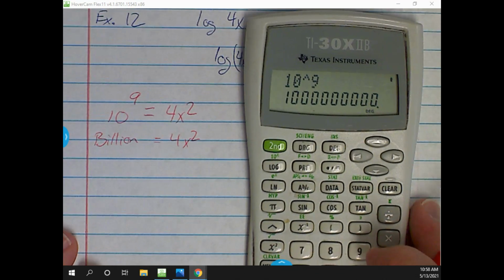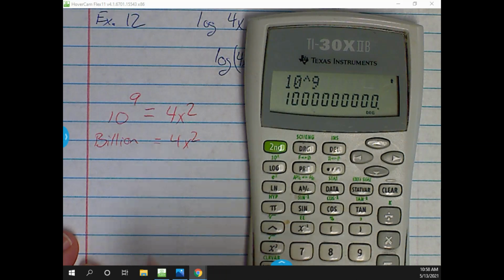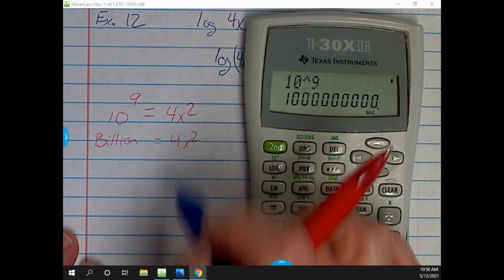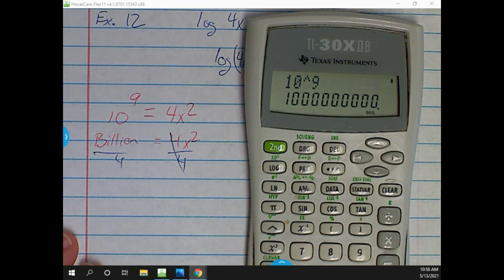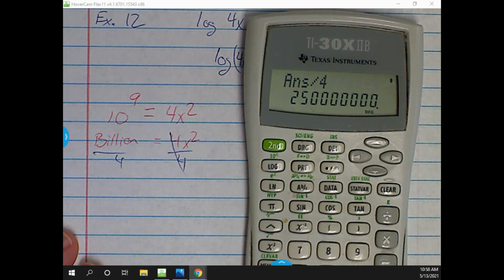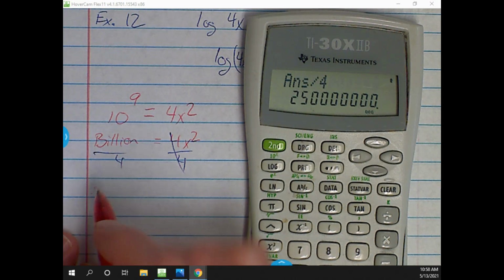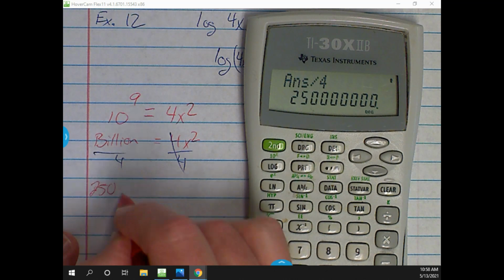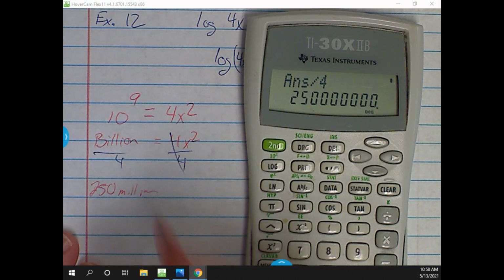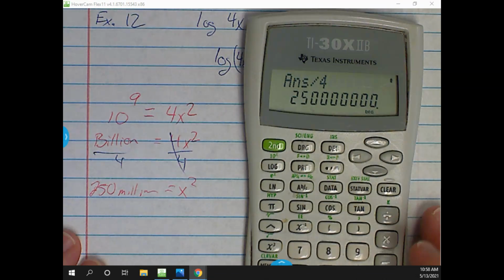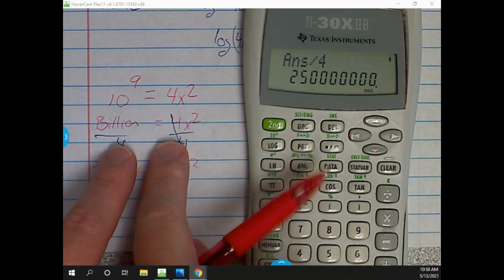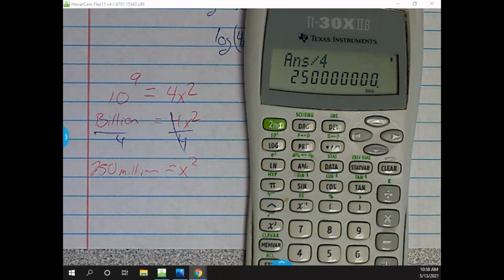All right, and again, this is one where you definitely want your calculator. Same setup. It's a billion equals 4x squared. We're going to divide by 4 so we can get it down to x squared. So now instead of a billion, we've got 250 million. Again, just writing it down so we can see it. But this is one you probably wouldn't want to write down, because you'll lose track of the zeros. I know I would. It's 250 million equals x squared.